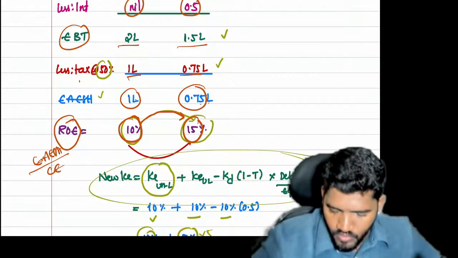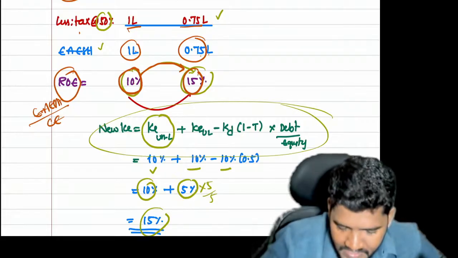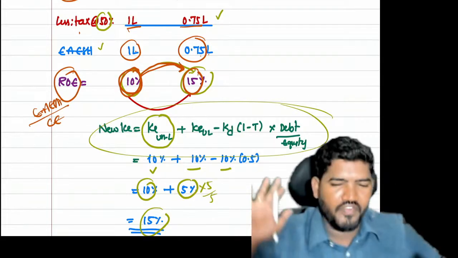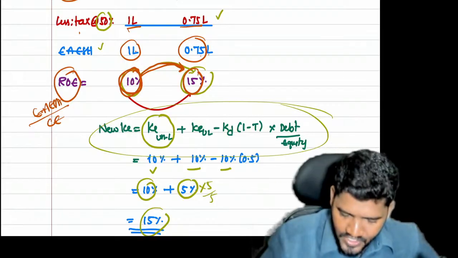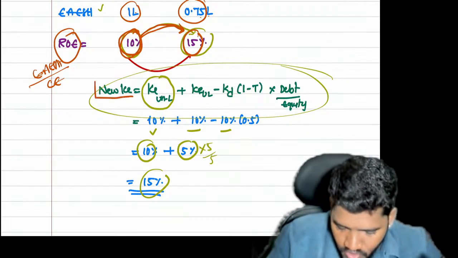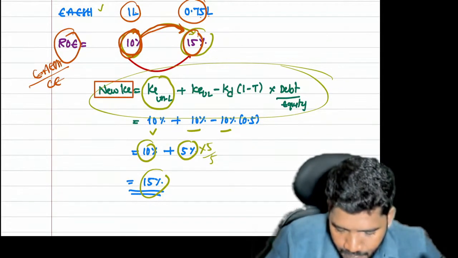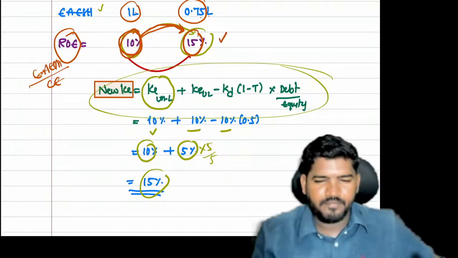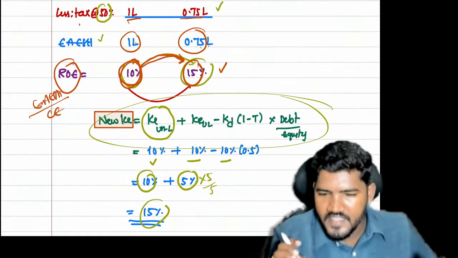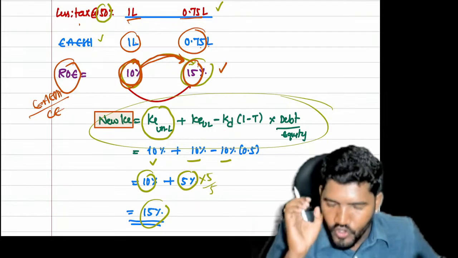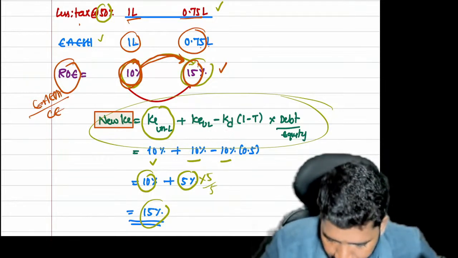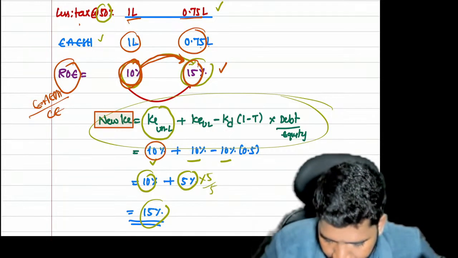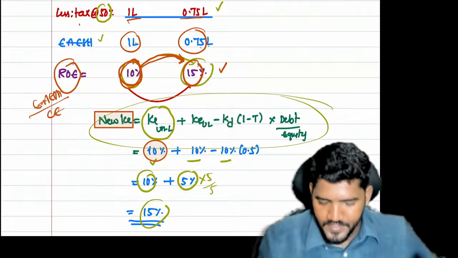Clear? Now we have to prove how this 10% is converted into 15%. That is the process called new KE calculation. I am proving how this 15% came. Now if I invest 1 rupee in an unlevered firm, I will receive 10%.